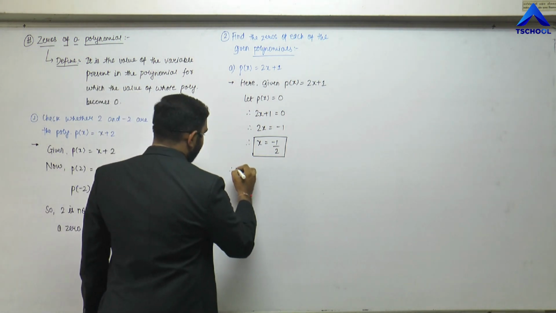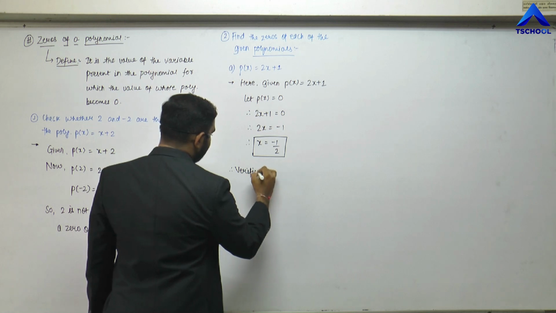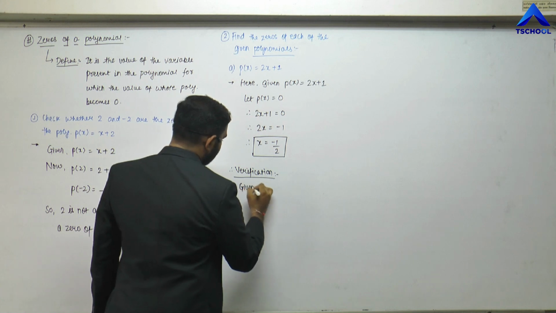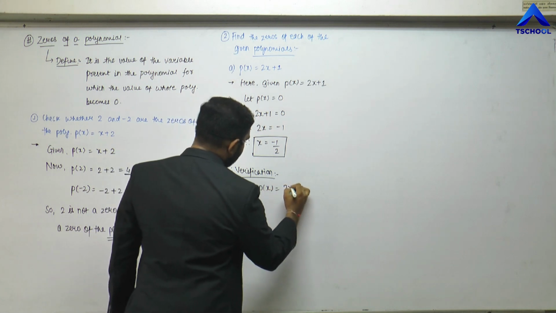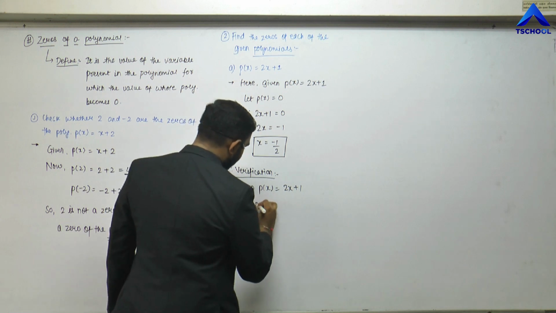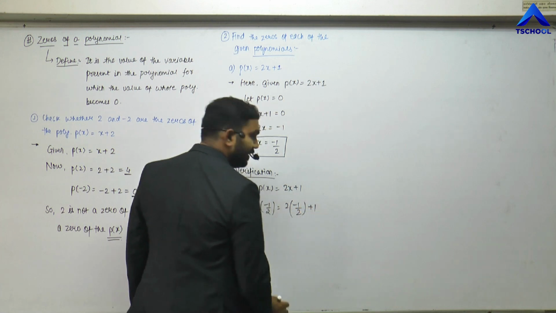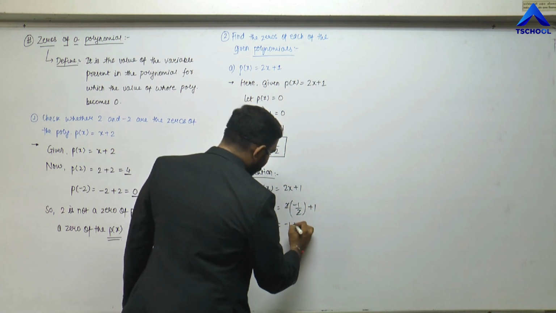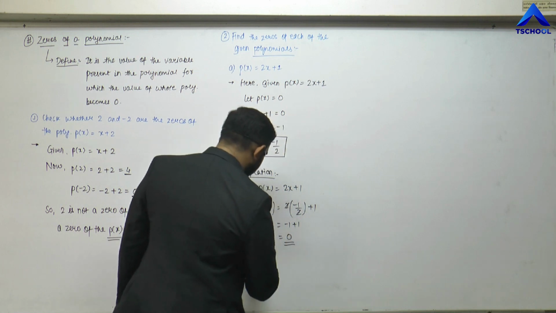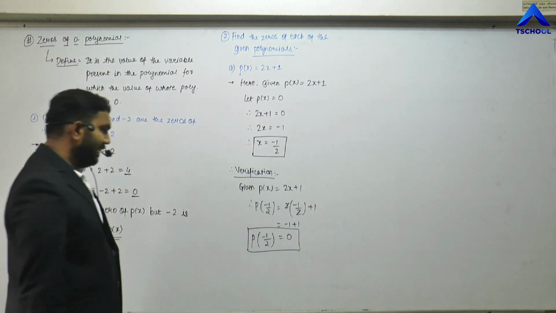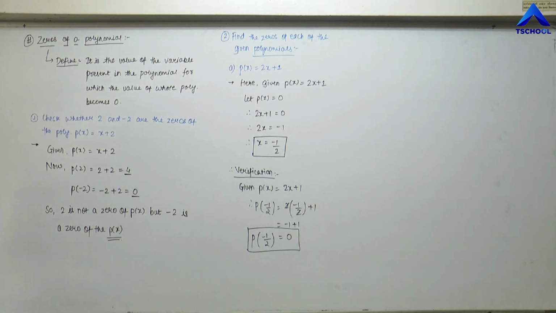Now let us check whether it is the 0 of the polynomial or not. Therefore, verification. Given P of x is equal to 2x plus 1, therefore P of minus 1 by 2 is equal to 2 into minus 1 by 2 plus 1. This 2 and 2 can be cancelled, that is minus 1 plus 1, and hence which is 0. So we got P of minus 1 by 2 as 0. That means the value of the variable x that we got here is actually the 0 of the polynomial.